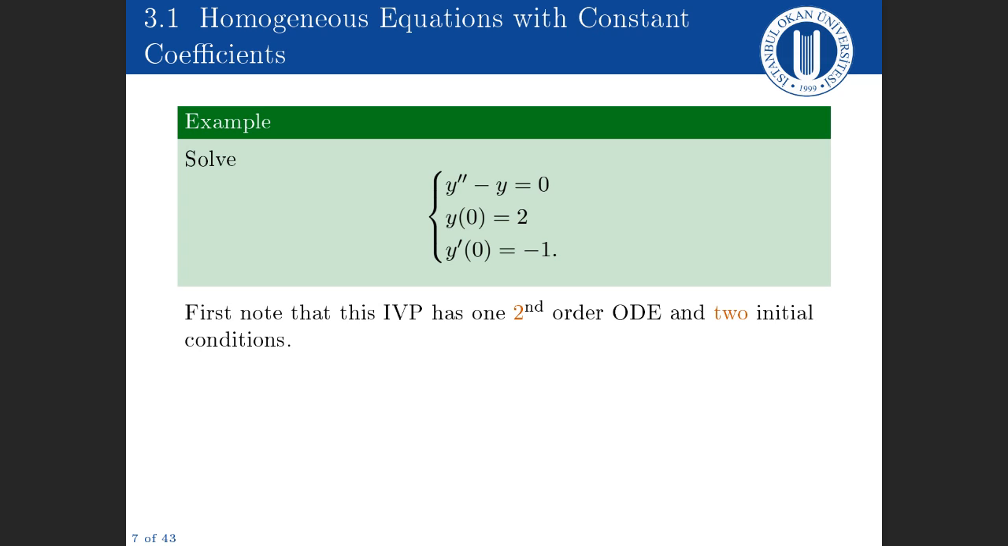An initial value problem: solve y double prime minus y is equal to zero with now two initial conditions, y of zero is equal to two and y prime of zero is equal to minus one. When we were looking at first order differential equations, we always had one initial condition. If we have a second order differential equation, then we're always going to have two initial conditions. These numbers are always the same. If we had a third order differential equation, we would need to have three initial conditions and so on.